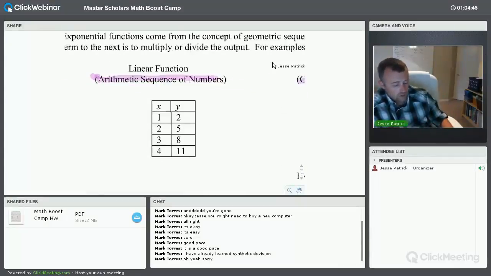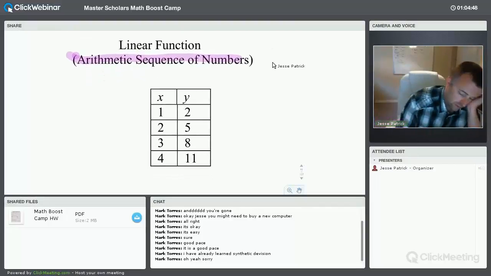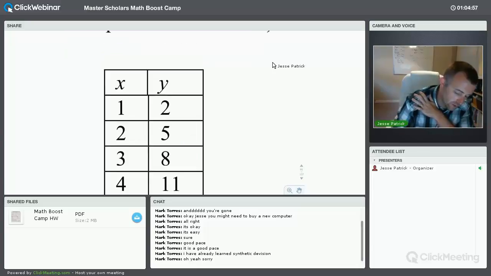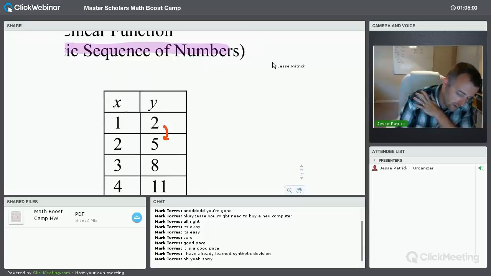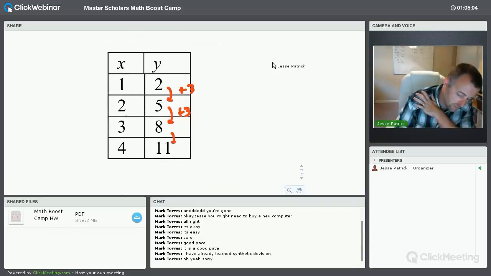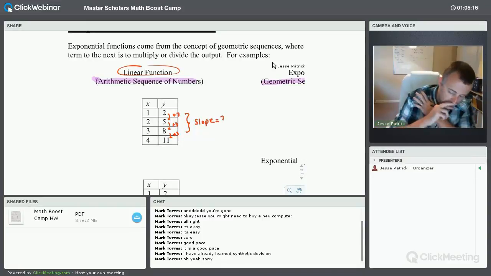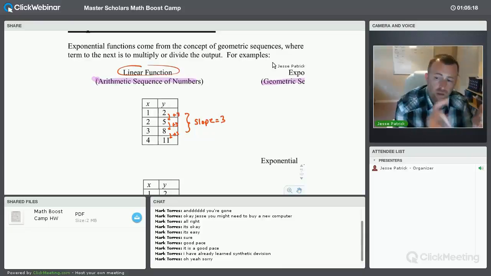An arithmetic sequence of numbers is basically a list. If you're doing a sequence of numbers, all they would be doing is giving you these. They wouldn't be giving you the x values. So you would look at this and say, okay, all that's really happening here is I'm adding 3. And it's a consistent value. Okay, well, this is the same as a linear function. This would be called a slope of 3. That's all it is. I just want to make that connection.